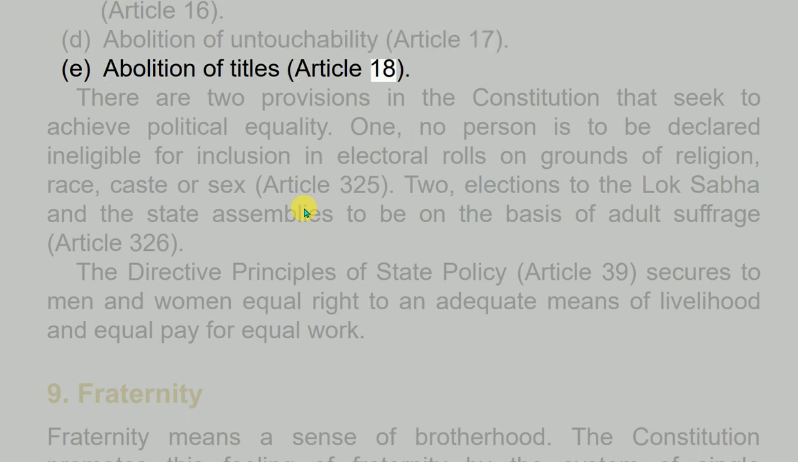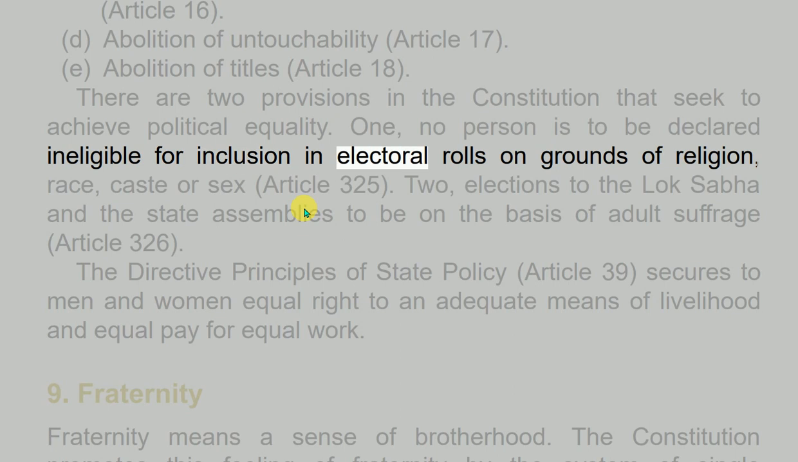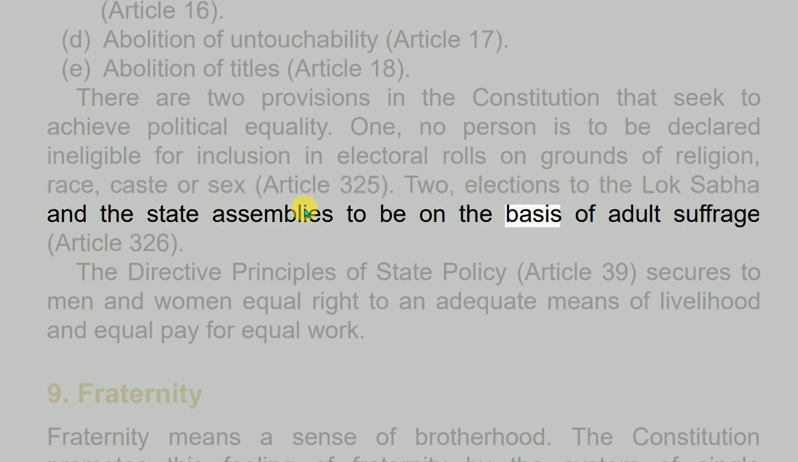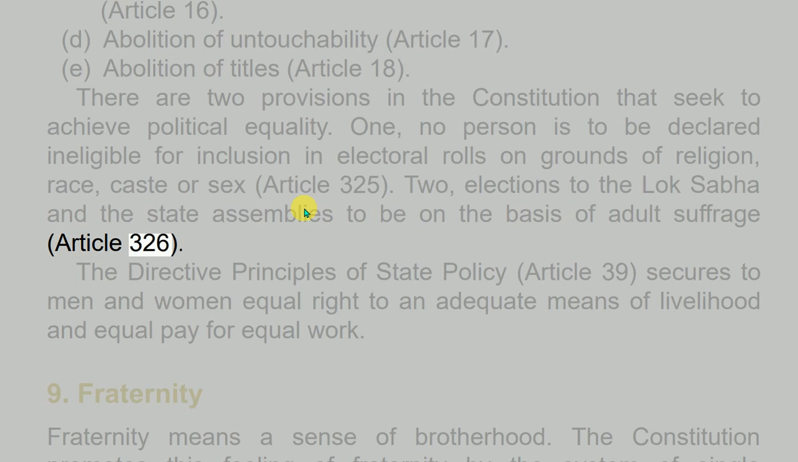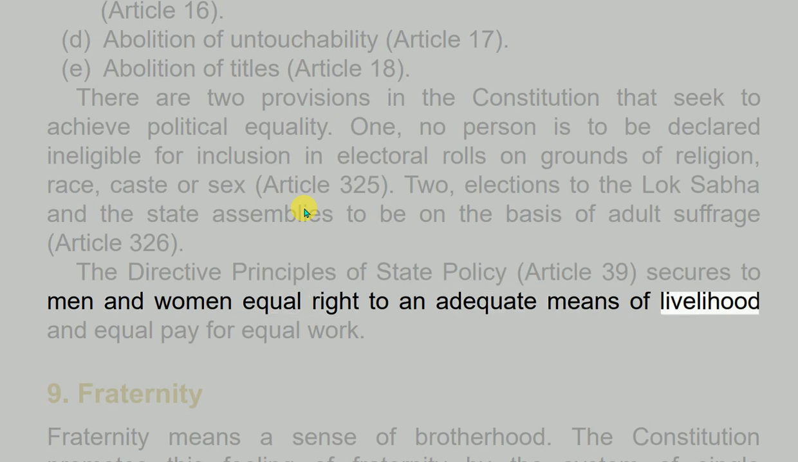There are two provisions in the Constitution that seek to achieve political equality. 1. No person is to be declared ineligible for inclusion in electoral rolls on grounds of religion, race, caste or sex, Article 325. 2. Elections to the Lok Sabha and the state assemblies to be on the basis of adult suffrage, Article 326. The directive principles of state policy, Article 39, secures to men and women equal right to an adequate means of livelihood and equal pay for equal work.